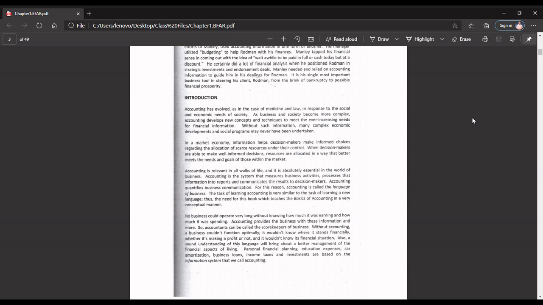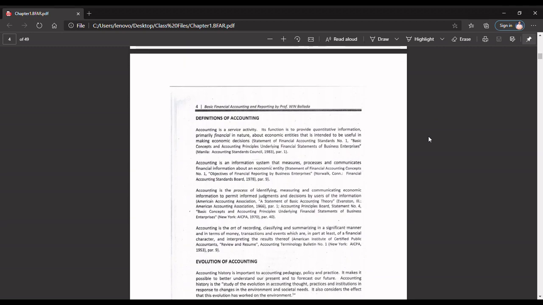Accounting has evolved, as in the case of medicine and law, in response to the social and economic needs of society. As business and society become more complex, accounting develops new concepts and techniques to meet the ever-increasing needs for financial information. Without such information, many complex economic developments and social programs may never have been undertaken. Accounting is relevant in all walks of life, and it is absolutely essential in the world of business. Accounting is the system that measures business activities, processes that information into reports, and communicates the results to decision makers.